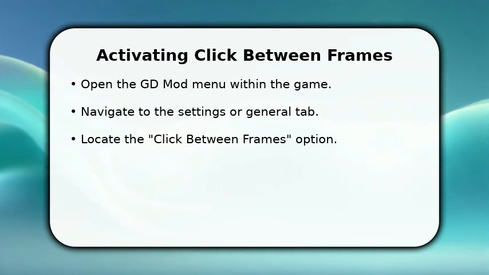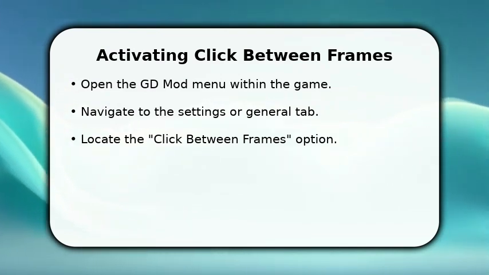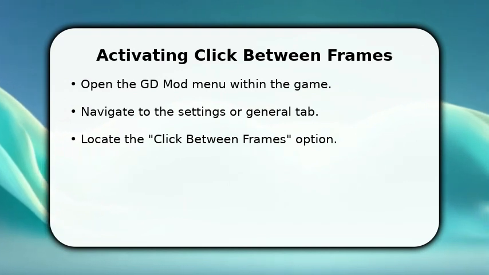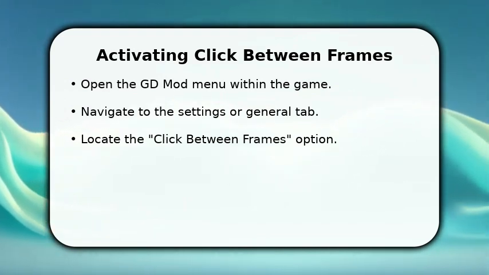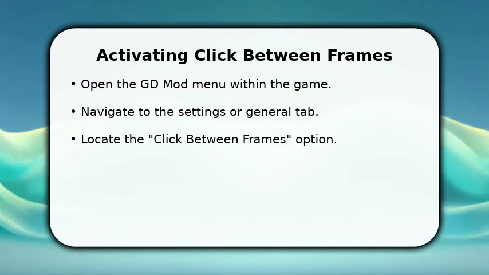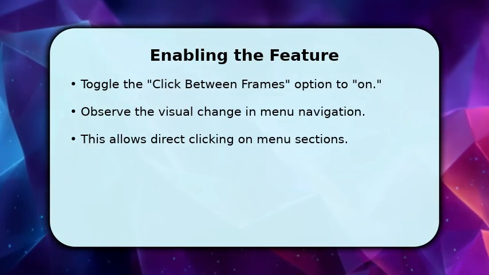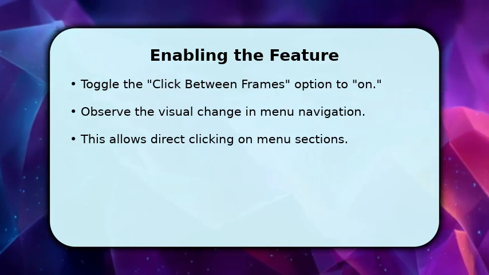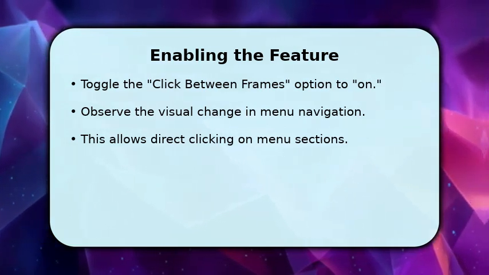Once the menu is open, look for a Settings or General tab, which usually houses various utility options. This is where we will find the specific feature we need to enable for seamless navigation. After locating the Click Between Frames option, simply click on it to toggle it to the on position.